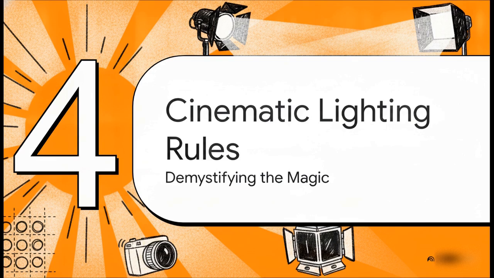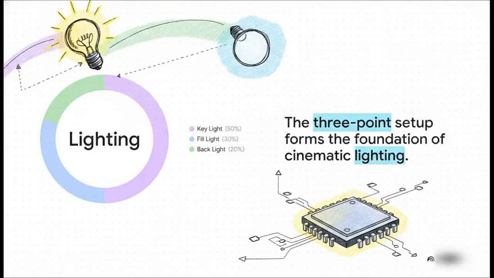Part 4. The Rules of Cinematic Light. Demystifying the Magic. Creating a premium digital reality isn't just about smooth motion. It heavily relies on simulating the strict real-world rules of light. The foundation of this cinematic look, whether you're on a real film set or simulating it inside 3D software, is the classic three-point lighting setup.